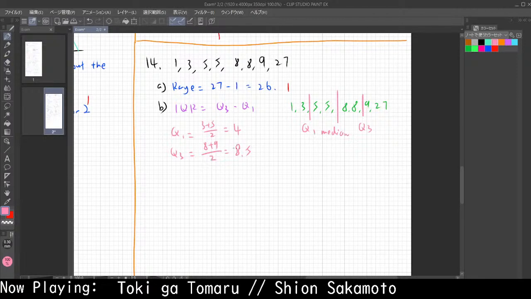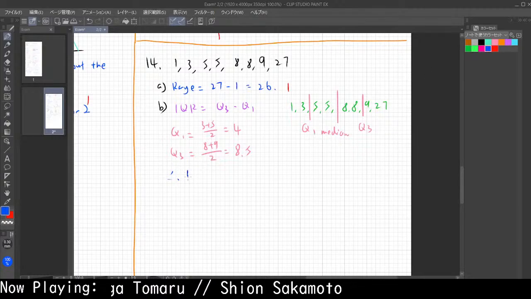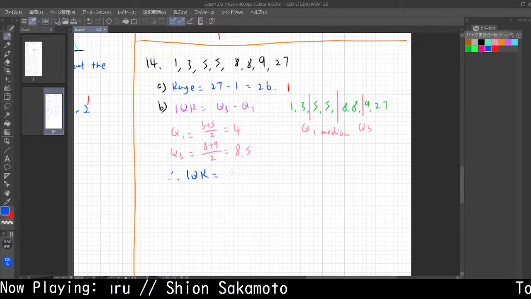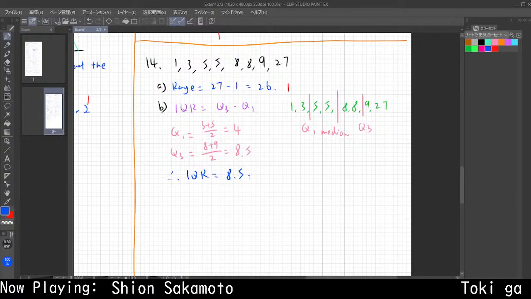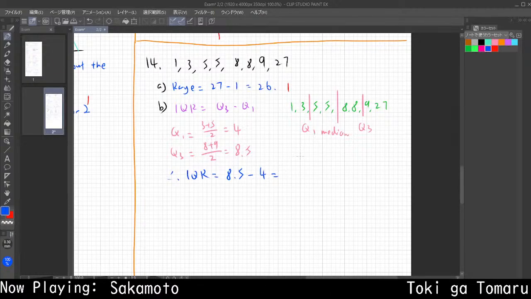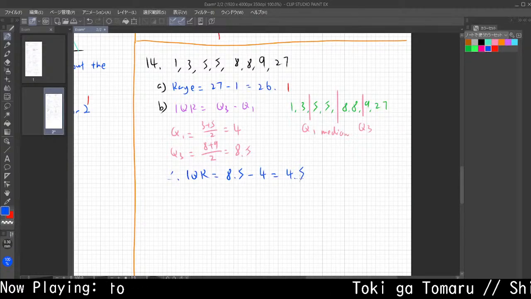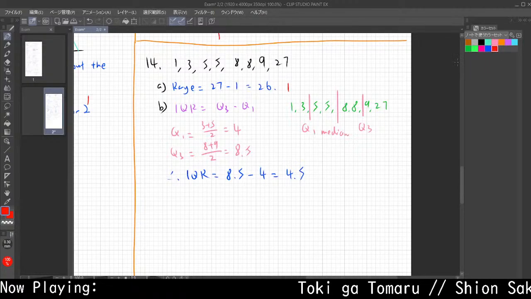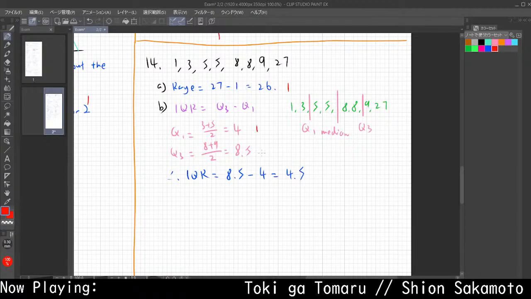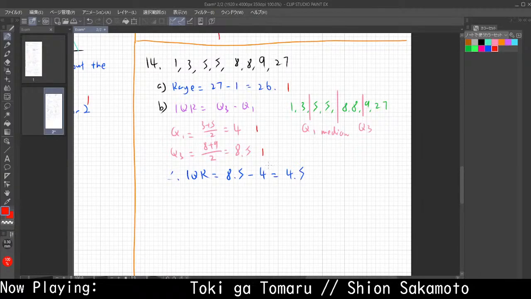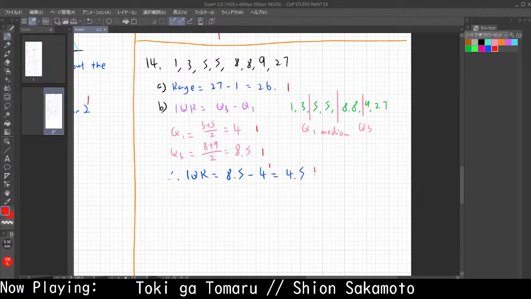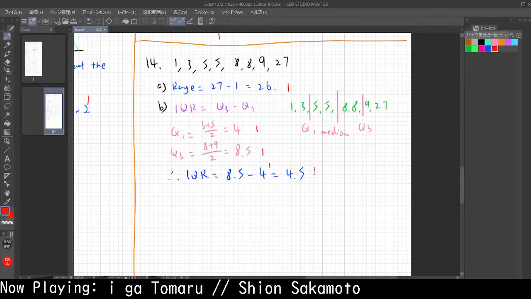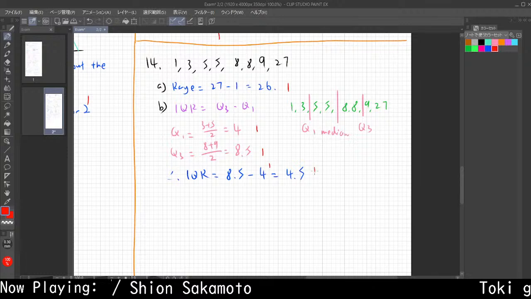Then at the end, your interquartile range IQR is Q3 minus Q1, so take 8.5 minus 4, you will get 4.5. The marks for this are quite generous. Q1 1 mark, Q3 1 mark, the IQR calculation 1 mark, 4.5 answer 1 mark, so a total of 4 marks actually. So this is your IQR.